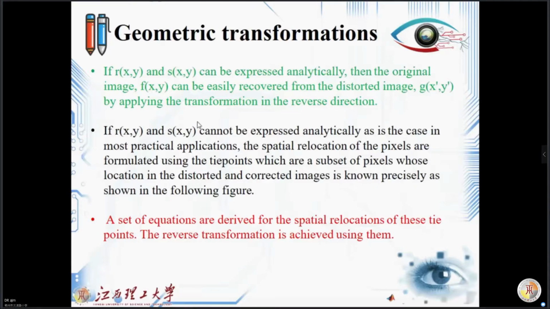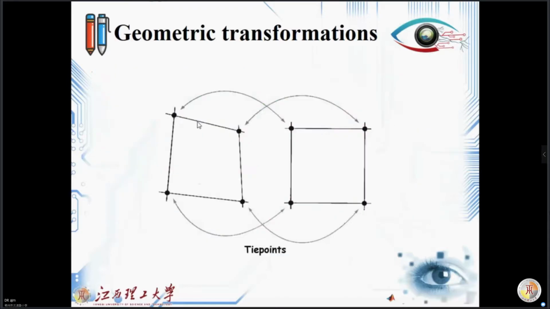But if r(x, y) and s(x, y) cannot be expressed analytically, as is the case in most practical applications, the spatial relocation of pixels is formulated using tiepoints, which are the subset of pixels whose locations in the distorted and corrected images are known precisely, as shown in the next picture that I will show you. A set of equations is derived from the spatial relocation of these tiepoints, and the reverse transformation is achieved by using them. Here you will see the tiepoints of my image, and you will see the geometric transformation that happens if the terms r and s cannot be analytically determined.